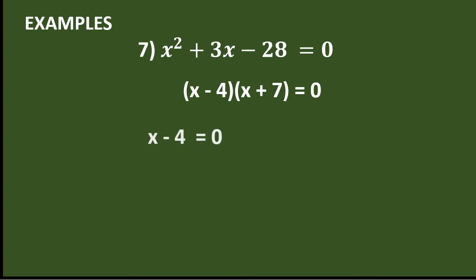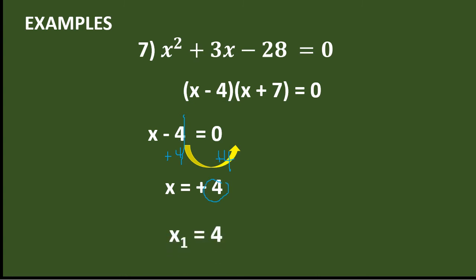Equate x minus 4 to 0. Again, we have to move negative 4 to the right side of the equation using the additive inverse. So the additive inverse of negative 4, we have positive 4 on both sides of the equation. Negative 4 plus 4, we have 0. Bring down x, and 0 plus 4 is 4. So our x sub 1 is 4.